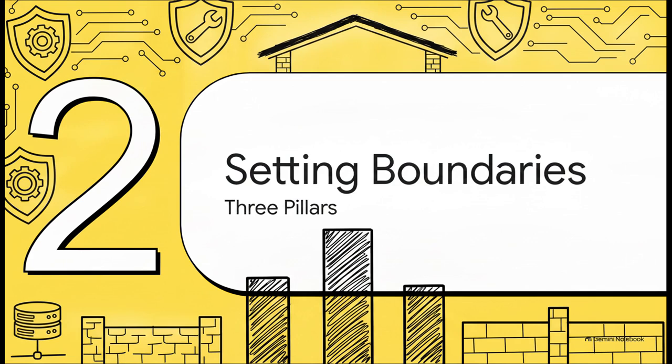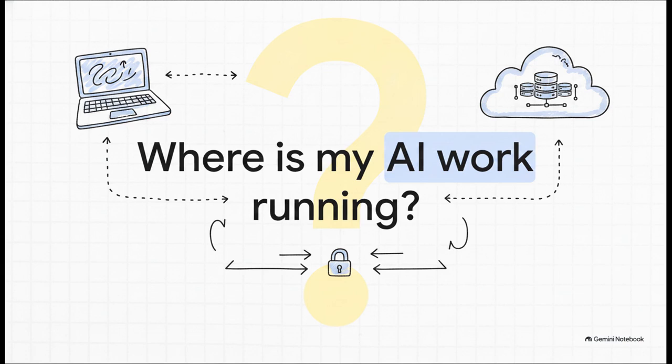Which brings us to Section 2, setting the right boundaries. 3 pillars of a finished environment. Pillar number 1, placement. Basically, where is your AI work actually running? Are you doing this inference entirely on your laptop, or is it sitting on a remote server somewhere? Knowing exactly where your computational work lives is the absolute first step to controlling it.